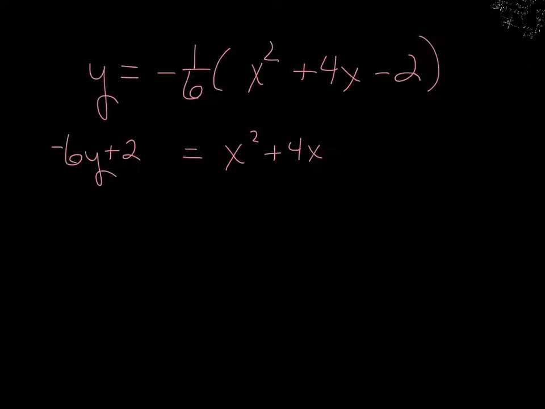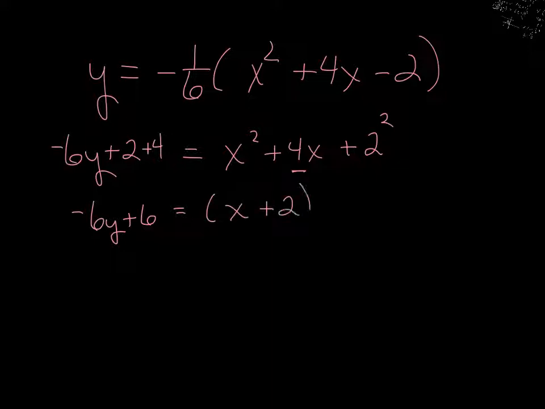Now, what's half the middle term? So we're going to add 2 and we're going to square it. So really what I'm doing is adding 4. So I have to add it to the right side, the left side as well. So we have negative 6y plus 6 equals x plus 2 squared. These signs will always be the same. And the reason I put 2 squared instead of 4 is so you can easily see what goes right there in your binomial.